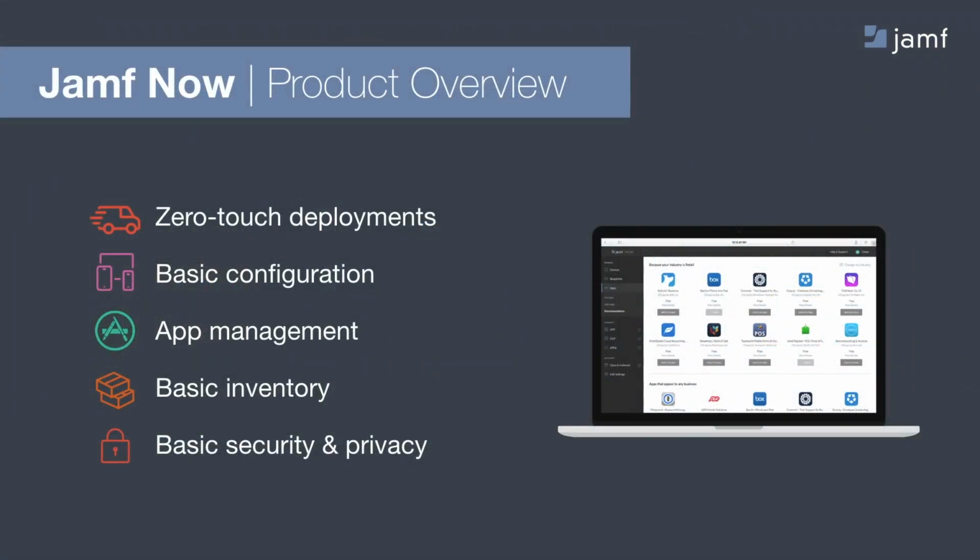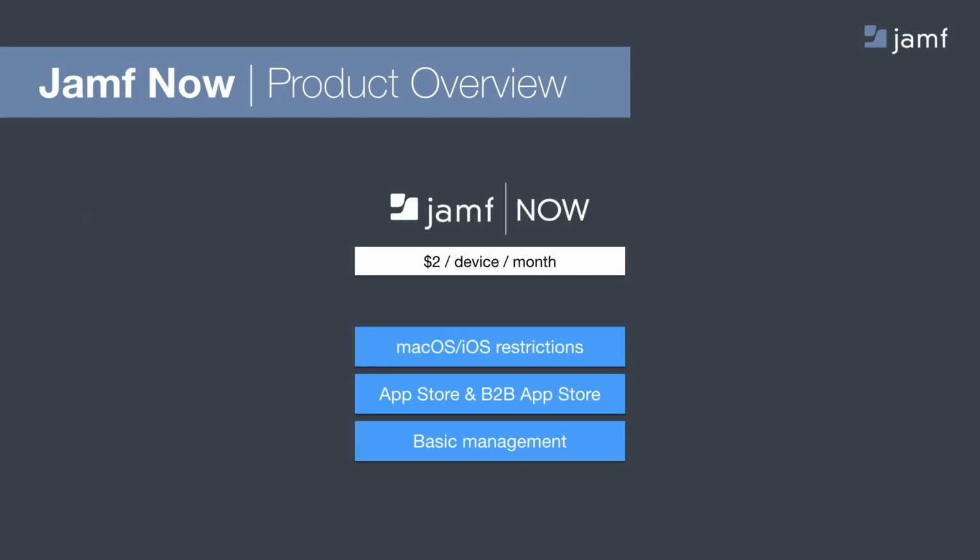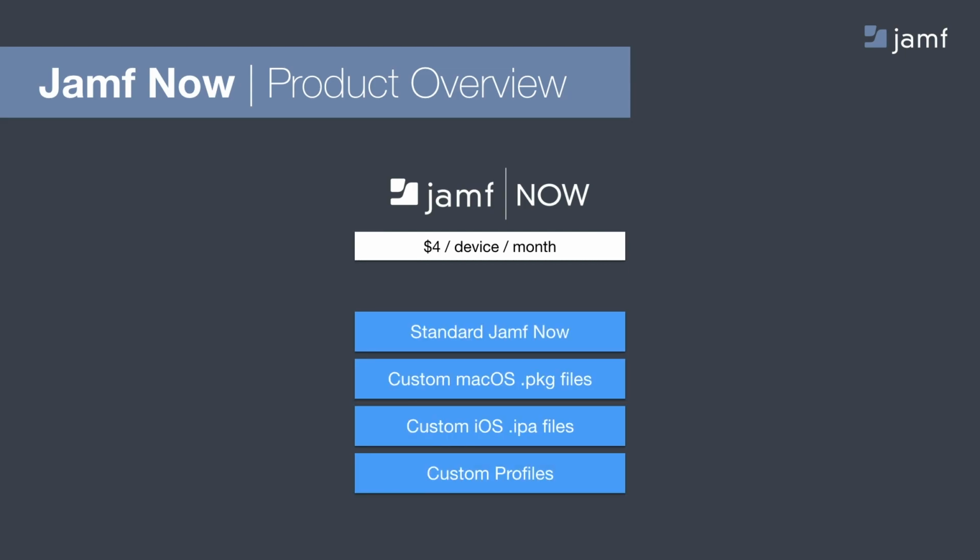Now, as we look at our product overview within Jamf Now, because we want to focus on simplification on this call, again, zero-touch deployments, basic configuration. The inventory screens are phenomenal and easy, but it really gives you the ability to simply and securely manage those devices at a really great price. So if we look at the standard offering, Jamf Now is $2 per device per month, and it gives you some basic management tools, the ability to distribute apps from the App Store and the B2B App Store, while also giving you macOS and iOS restrictions that we're going to look through.